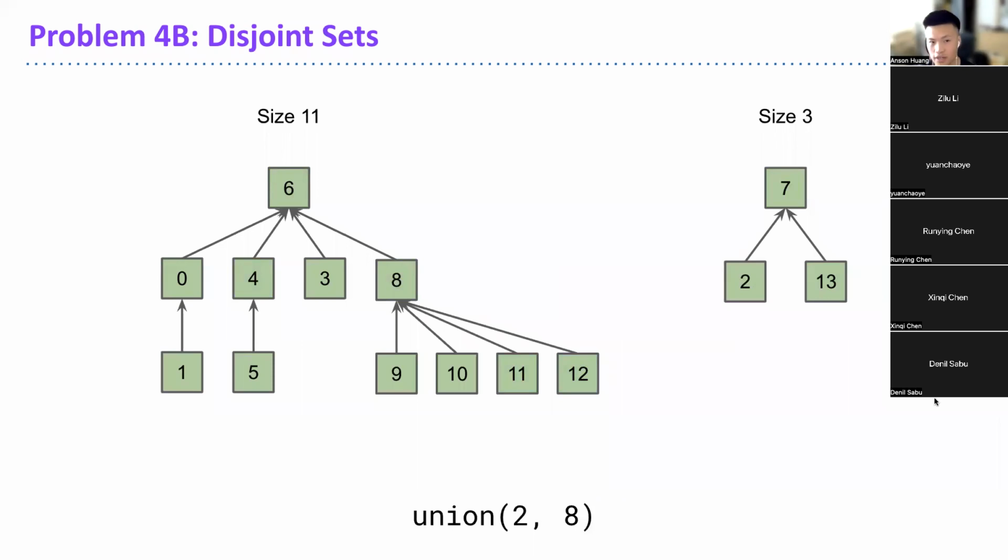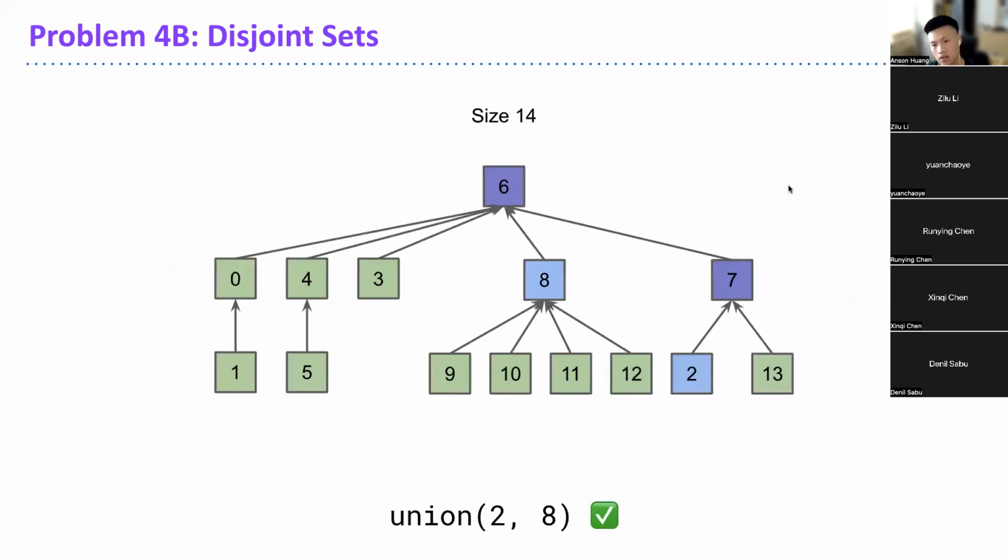Now let's union 2 and 8 together. So for 2 and 8, we find set of 2, found it right here, find set of 8, it's right here. And we don't do any path compression because in both nodes, we just went straight to the parent. 8 went straight to 6, 2 went straight to 7. And then we point 7 to 6 because 6 is much bigger than 7. And we're done. This is the final set after we joined everything together.